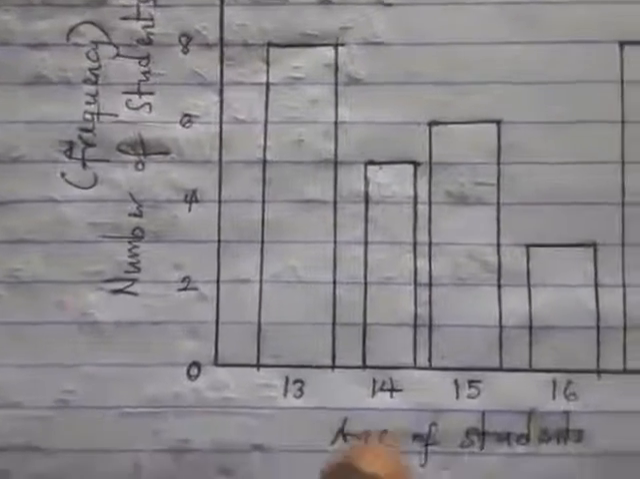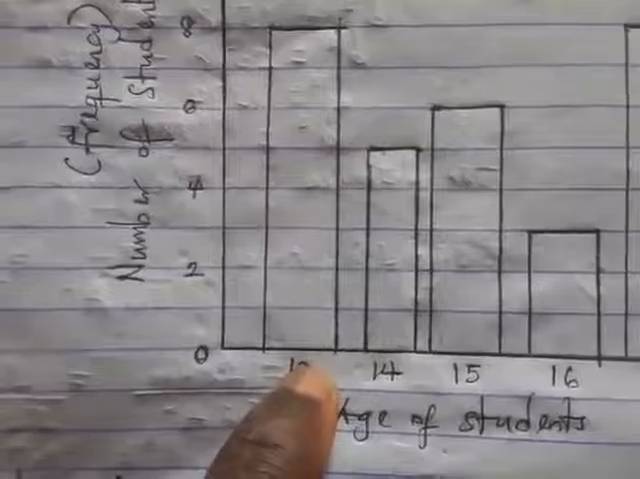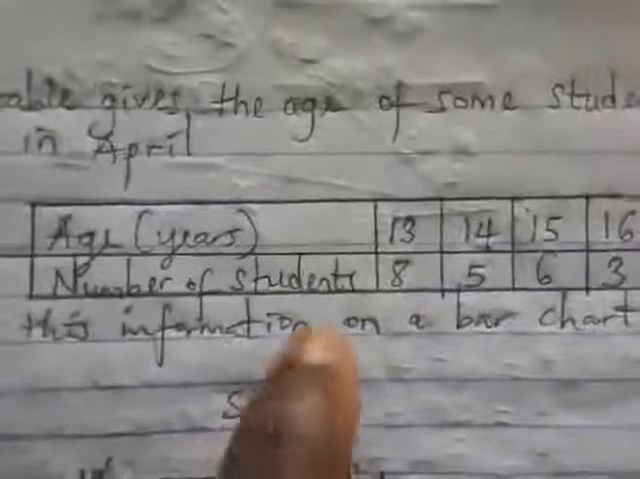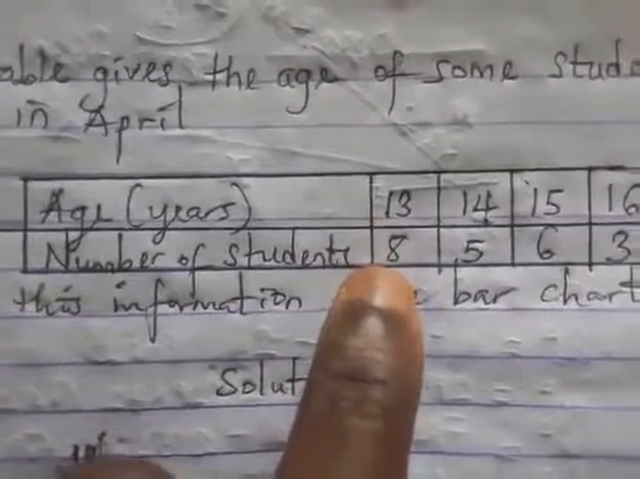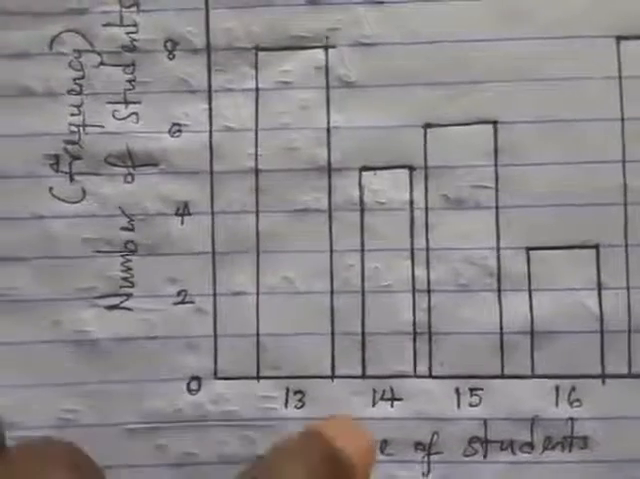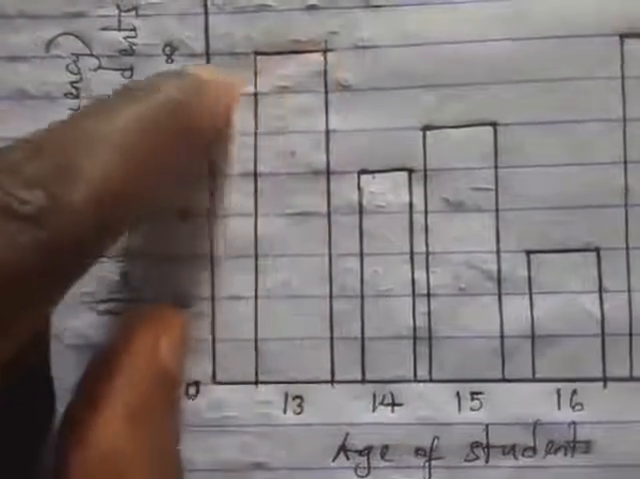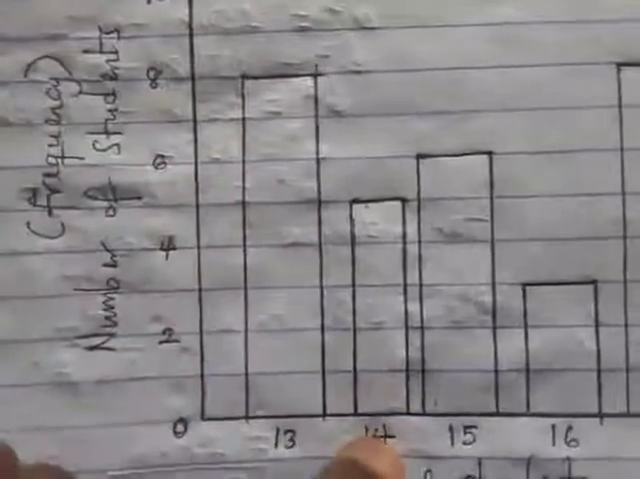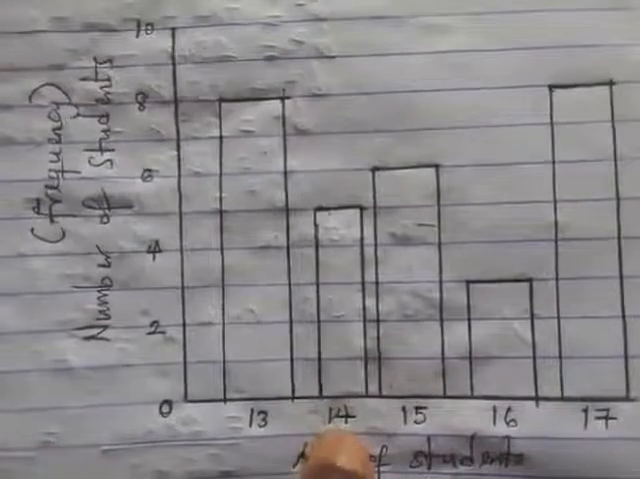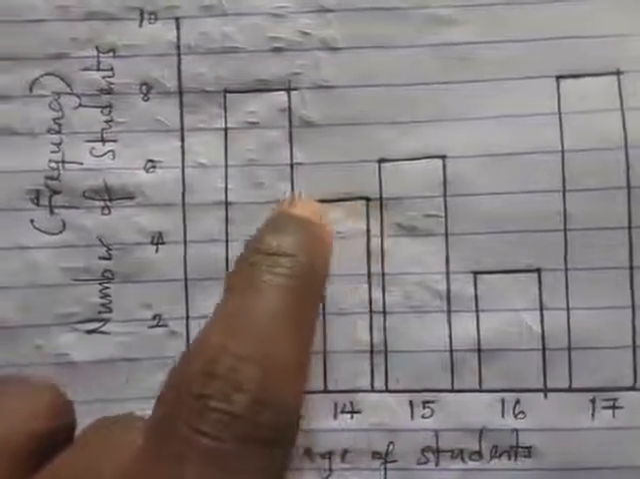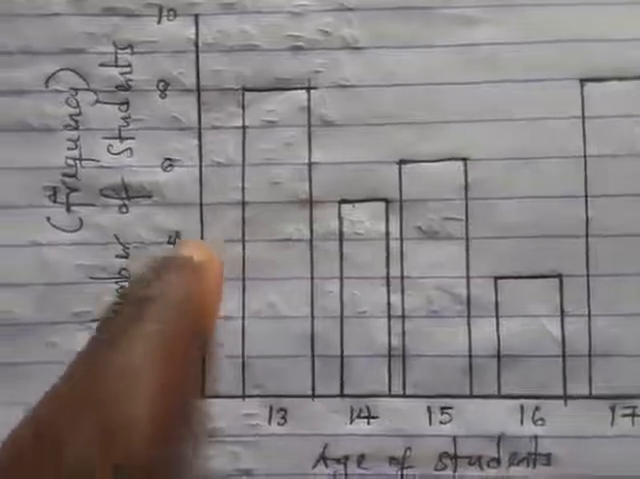Now, for 13 years, how many students are 13 years born in April? Go back to the question. 8. So you draw your bar chart, the bar up to 8. You can see it's corresponding with 8. How many students are 14 years born in April? 5. So you trace your bar chart up to 5, which is the middle of 4 and 6.